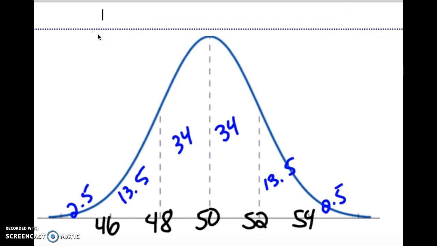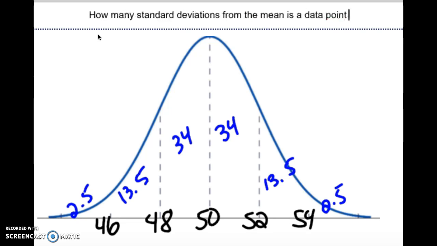Another example we could ask is, how many standard deviations from the mean is a data point of 48 inches? So if I look down here and I find 48, I can see that it is one standard deviation below the mean.